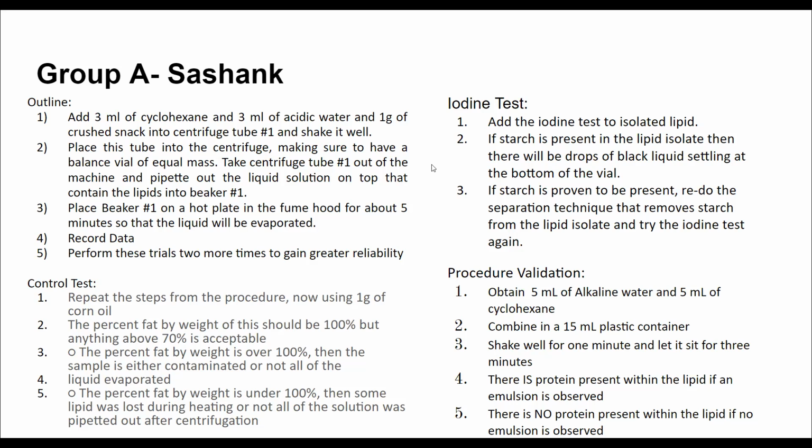For our procedure validation, we did a protein test. We obtained 5 milliliters of alkaline water and 5 milliliters of cyclohexane. Combined them, we shook them well for 1 minute and let them sit for 3 minutes. If there is protein present, then we would have observed an emulsion. And if there's no protein present, there would be no emulsion.